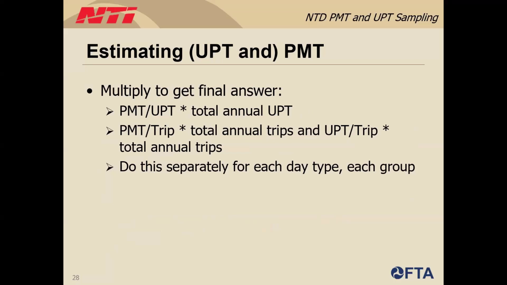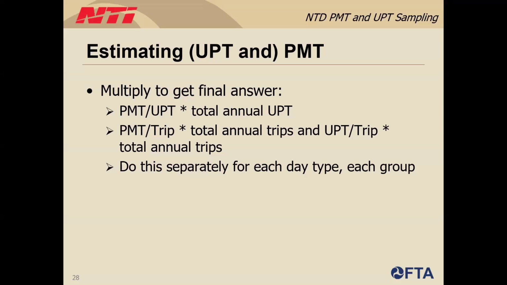Once you have the ratios that you need, either APTL or UPT and PMT per vehicle trip, you expand them to the final answer by multiplying. If you're using the APTL method, multiply the APTL by total annual UPT to get total annual PMT. If you're using the base option, meaning you don't have total annual UPT, multiply PMT per trip times the total number of vehicle trips you operated for the year to get annual PMT. Multiply UPT per trip by that same number of total vehicle trips to get annual UPT.